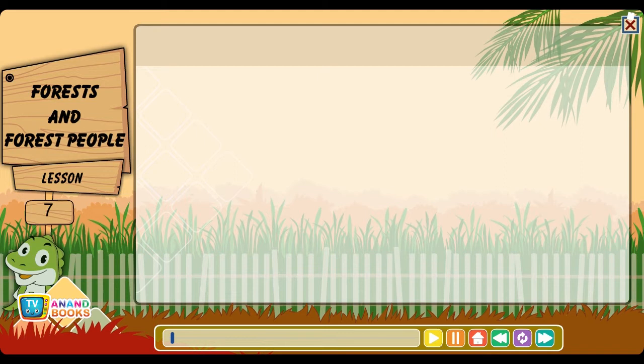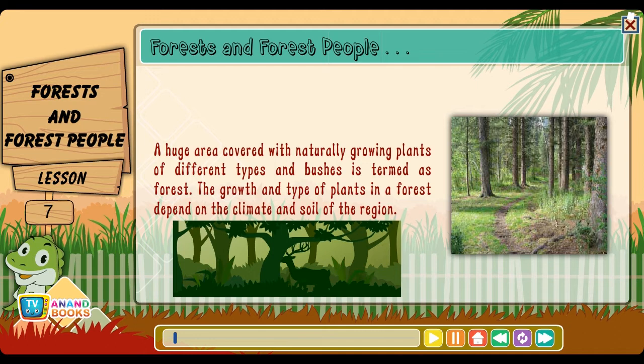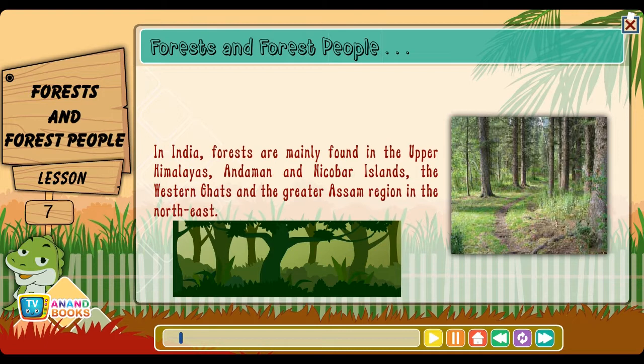A huge area covered with naturally growing plants of different types and bushes is termed as forest. The growth and type of plants in a forest depend on the climate and soil of the region. In India, forests are mainly found in the Upper Himalayas, Andaman and Nicobar Islands, the Western Ghats and the Greater Assam region in the northeast.